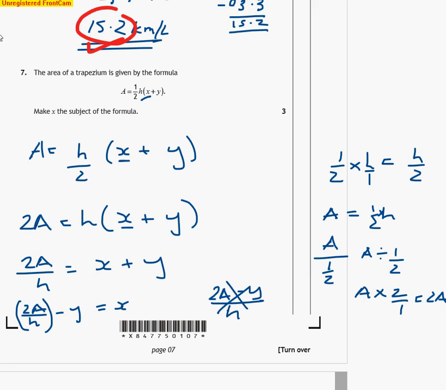Okay? Double that, we'll just check the marking scheme. So we're getting a mark for moving the 2 over, we're getting a mark for moving the h over, and we're getting a mark for moving the y over. 3 marks, okay? Good stuff.